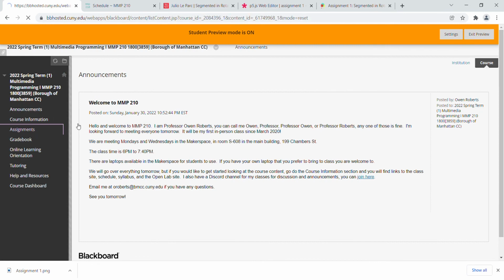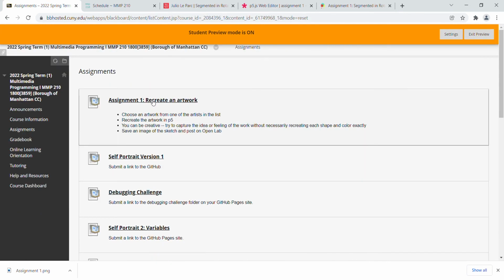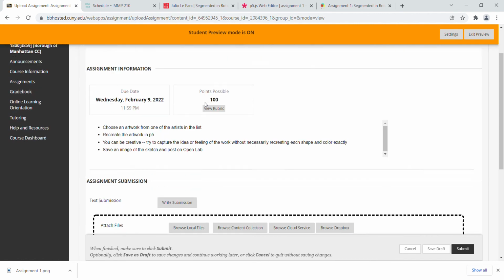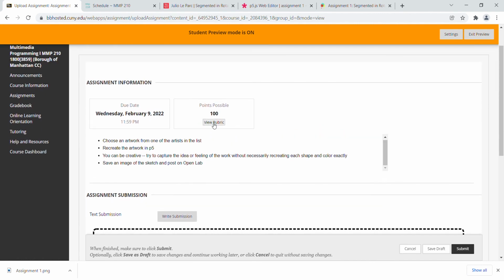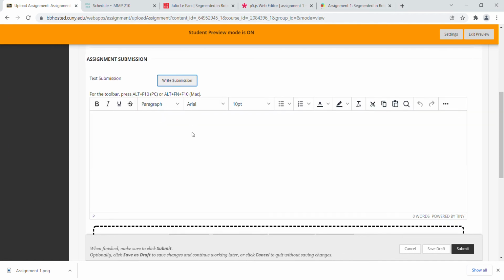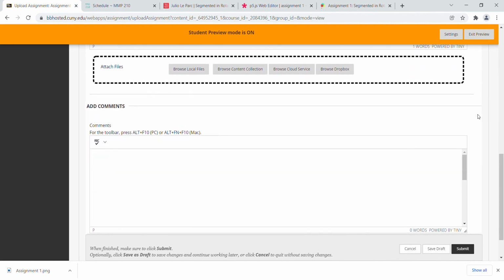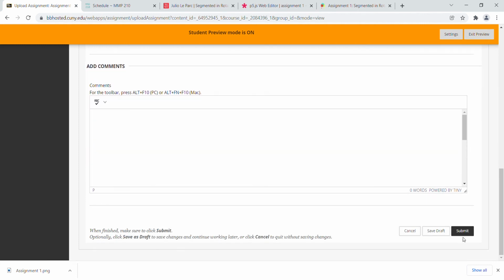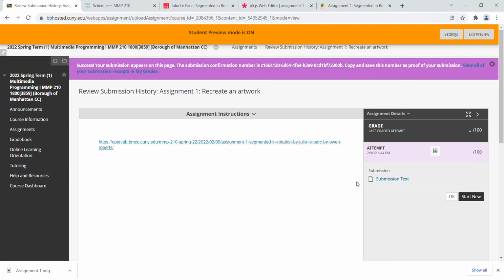So to turn it in, I go to assignments. I go to the assignment I'm working on. And if I want to view the rubric, I can make sure I did everything. And then what I want to do is write submission. And here you can just paste the link in like that. That's all you have to do. If you want to write something else, you can, but you don't need to. And that's pretty much it. You can click submit. And that's what it's going to look like when I get it.